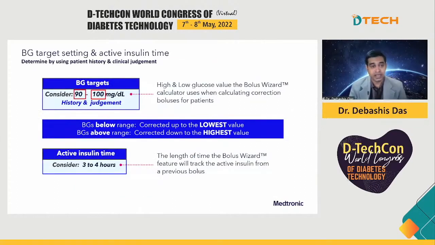And BG targets, again, depend from person to person. You could choose a range 90-100 or 90-110, depending on the patient type, patient age, hypoglycemia status, everything taken into consideration. Or you can keep a single value, 90-90 or 100-100. We recommend active insulin time, if it is not an automatic insulin delivery system, to keep it around 3 to 4 hours. If it is an AID, we recommend 2 to 3 hours. In the bolus wizard calculation, usually the higher value is taken when the sugars are high, and when the sugars are low, they take the lower value.